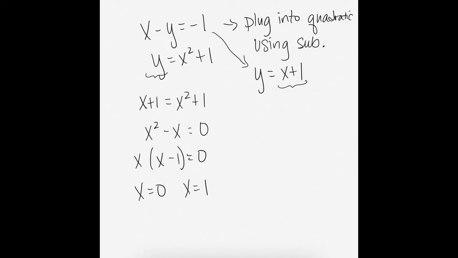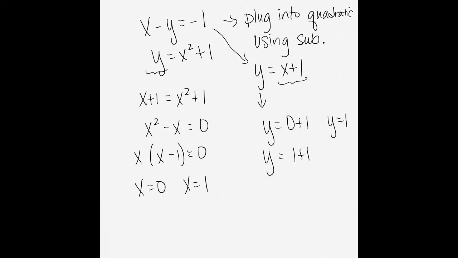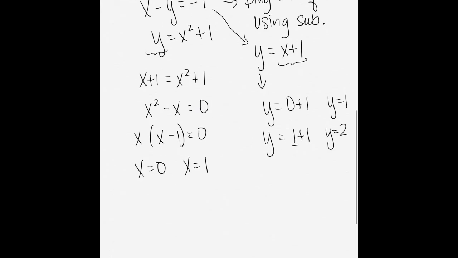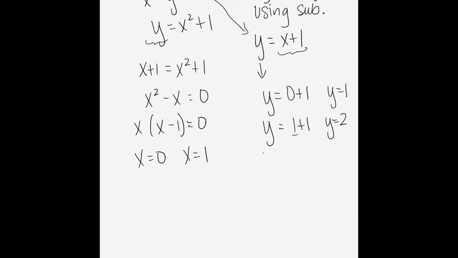So now to find the y's, I'm going to plug them back in. I'll plug them into the first equation, I guess. Actually, you know what? I'll plug into this one right here. y is equal to x plus 1. If x is 0, that means that y will be 1. And then if x is 1, plugging in right here, that means that y will be 2. So my two solutions in this case are (0, 1) and (1, 2).